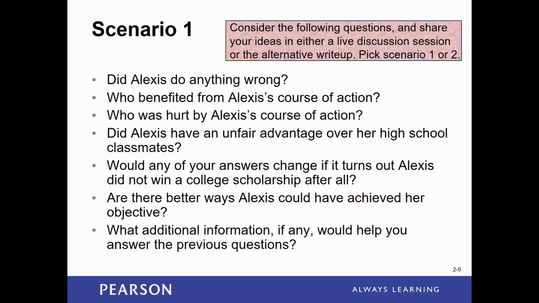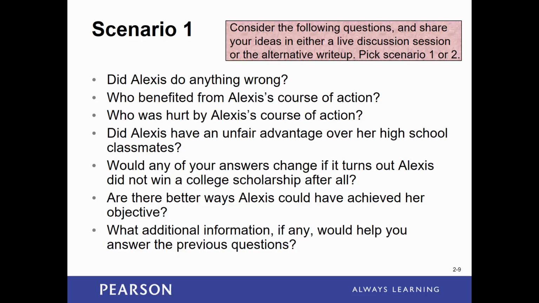I'm going to put this as text in the side-by-side assignment, the write-up, so if you want to review it, you can go there. But given that, you can think about that story for a little bit and try to answer these questions. The first one is, for example, did Alexis do anything wrong? Then, who benefited from Alexis' course of action? Who was hurt? Was there an unfair advantage? And a few other things here.